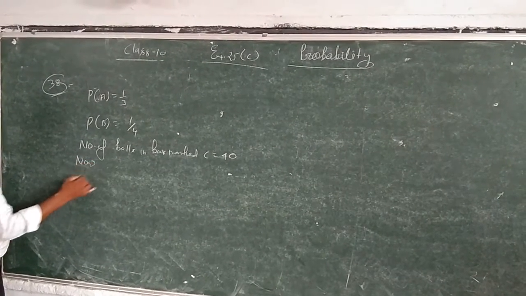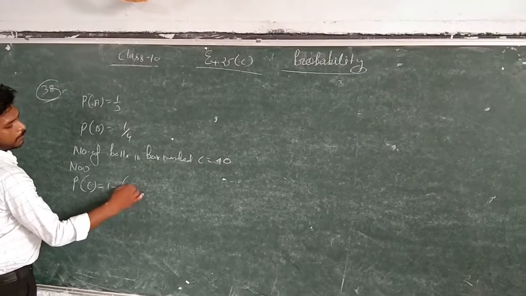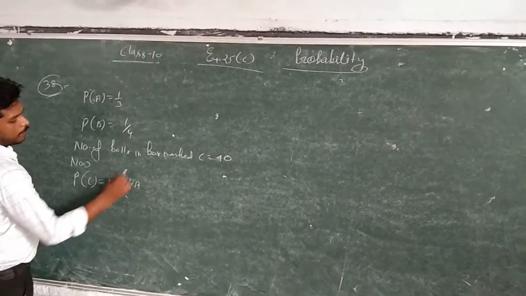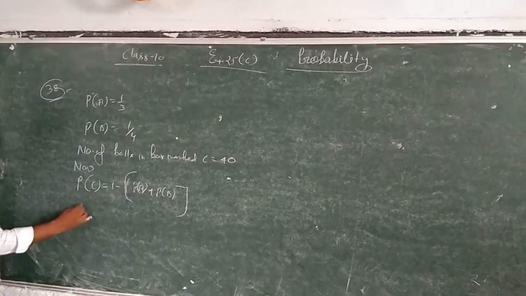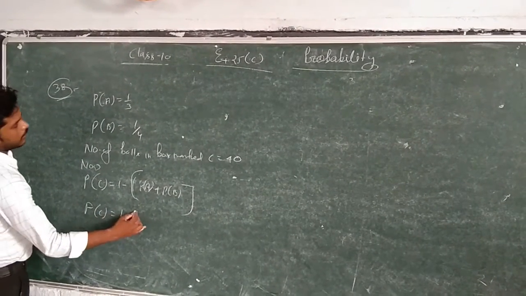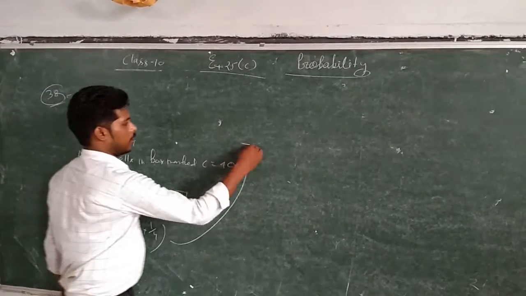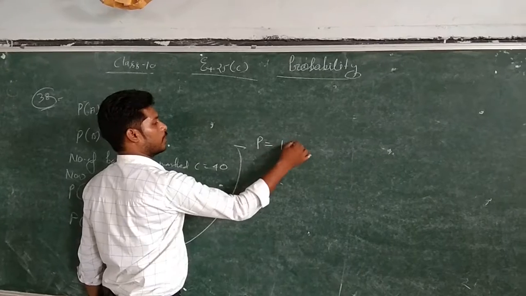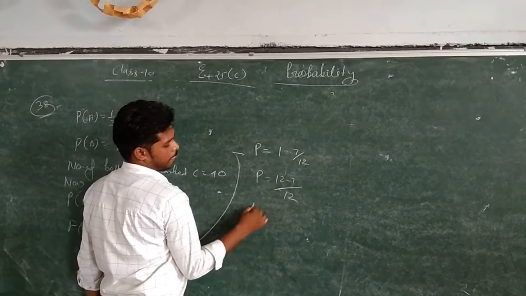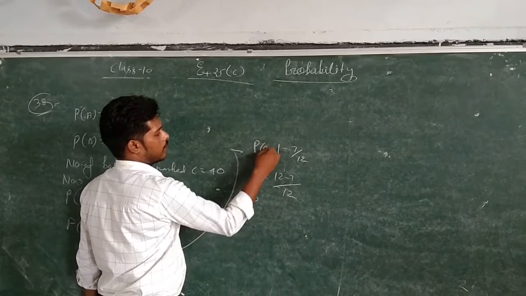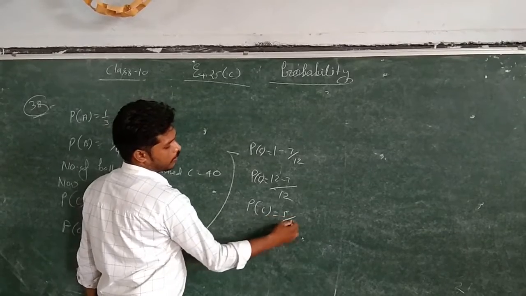Now first of all, we will find the probability of C. It will be 1 minus the sum of P of A and P of B. So the probability of C is equal to 1 minus the sum of 1 upon 3 and 1 upon 4. So you will get 1 minus 7 upon 12, which is 12 minus 7 upon 12. The probability of C is equal to 5 upon 12.